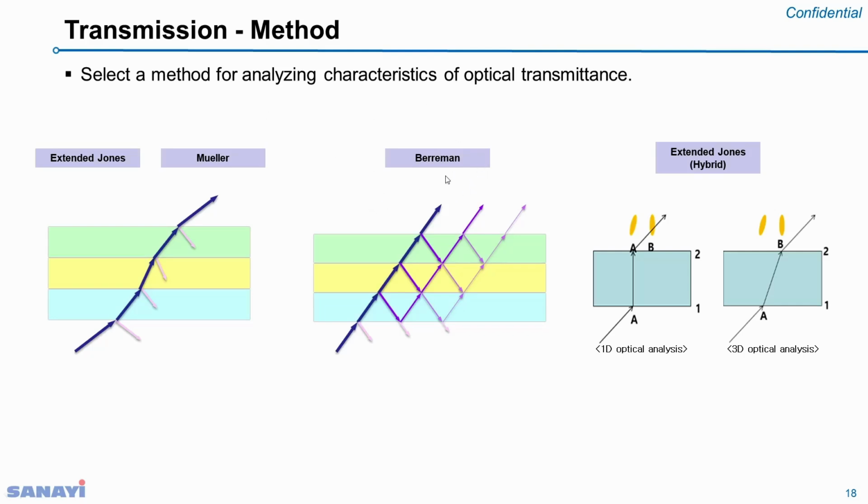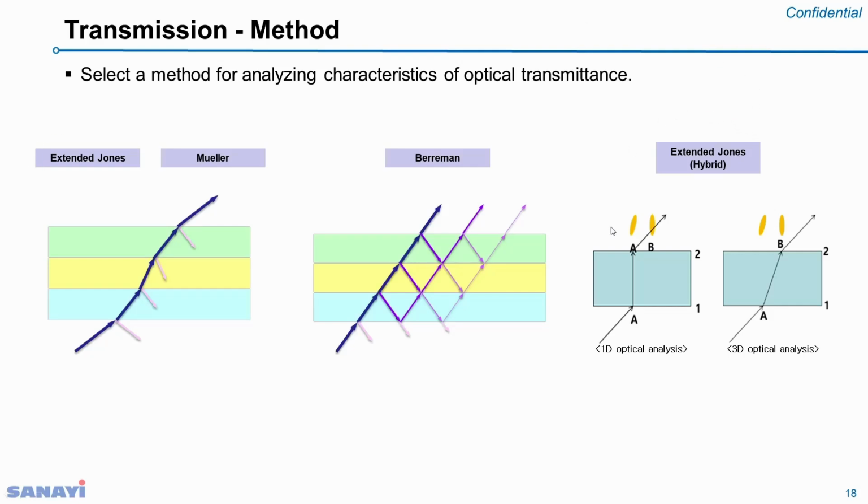The Berreman method uses a 4x4 matrix method. Multiple reflections between layers are considered. Accurate calculation results are obtained, but the calculation time is increased compared to the extended Jones matrix method. Mueller method calculates the result using the Mueller matrix. The calculation method is the same as the extended Jones matrix method.